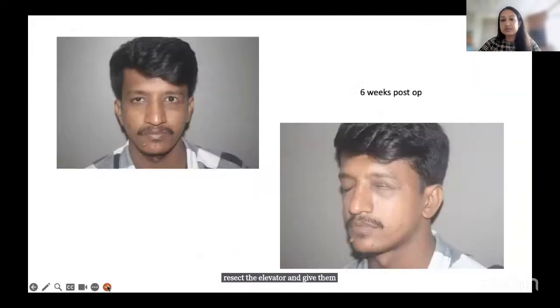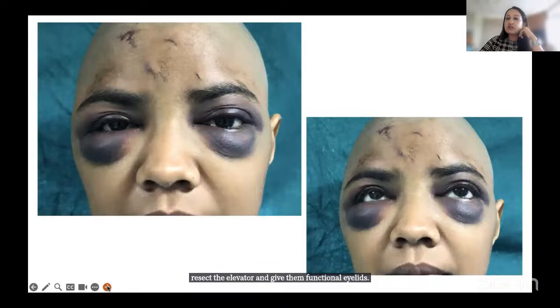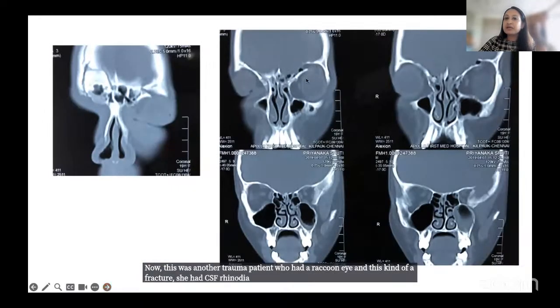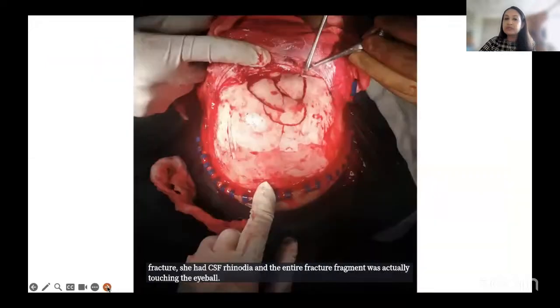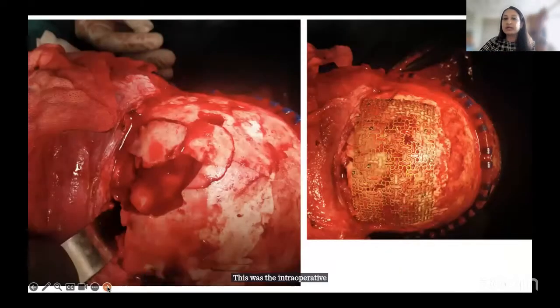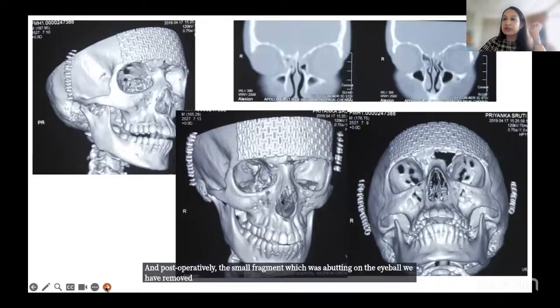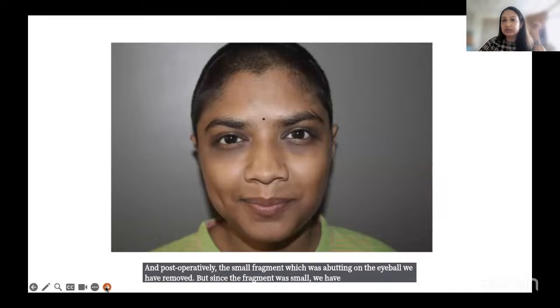Now, this was another trauma patient who had a raccoon eye and this kind of a fracture. She had CSF rhinorrhea, and the entire fractured fragment was actually touching the eyeball. This was the intraoperative picture, and again, we have corrected her CSF leak as well as repaired the frontal bone with a titanium mesh. And post-operatively, the small fragment which was abutting on the eyeball we have removed, but since the fragment was small, we have not reconstructed that area, and she looked well in the post-op period.